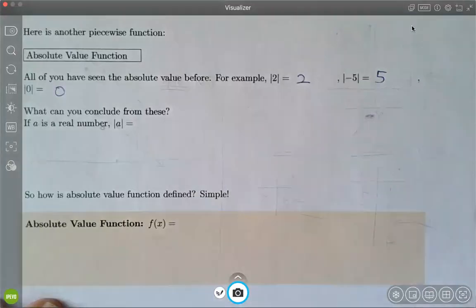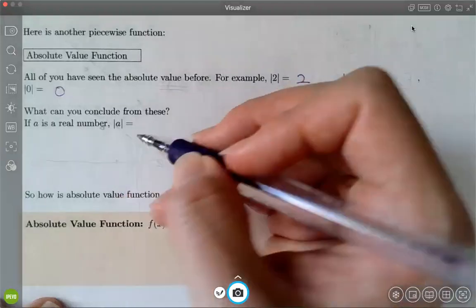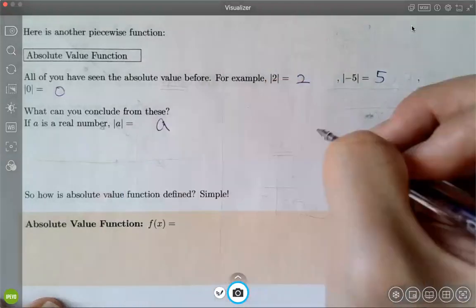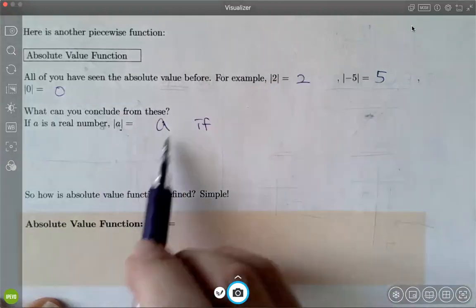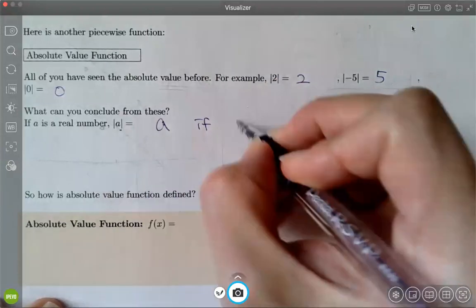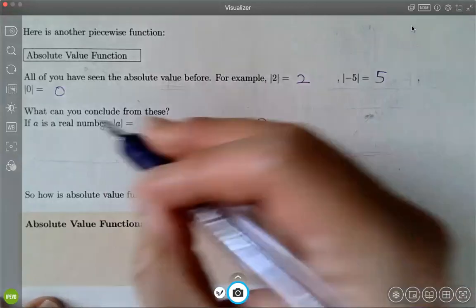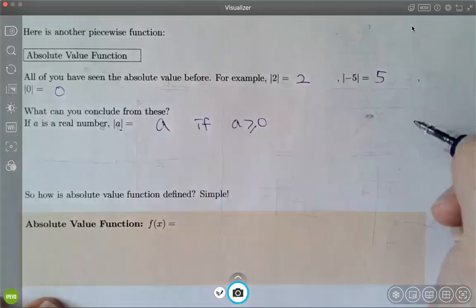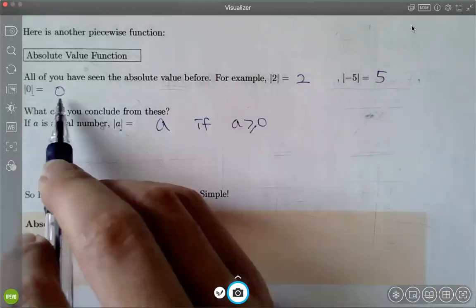Okay, so now what can you conclude from these 3 problems? Absolute value of a, which is a number, is equal to itself if what? So when does the number come out without being touched? When that number is positive, right? Okay, now can that number be 0? Yeah, because when it's equal to 0, we still get the same number back, right?